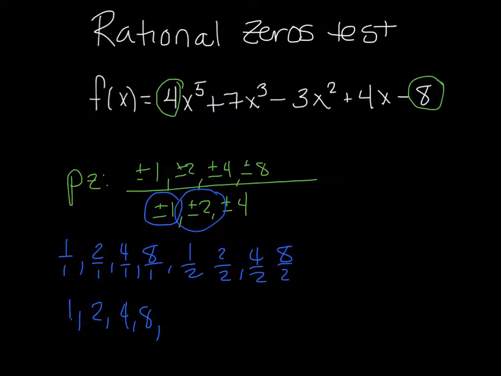Okay, now, I only write down the new things. See, 1 over 2 is new. 2 over 2 is just 1, I've done that. 4 over 2 is 2, I've done that. 8 over 2 is 4, I've done that. So sometimes that works out. Things cancel. Sometimes you get just a really big list.